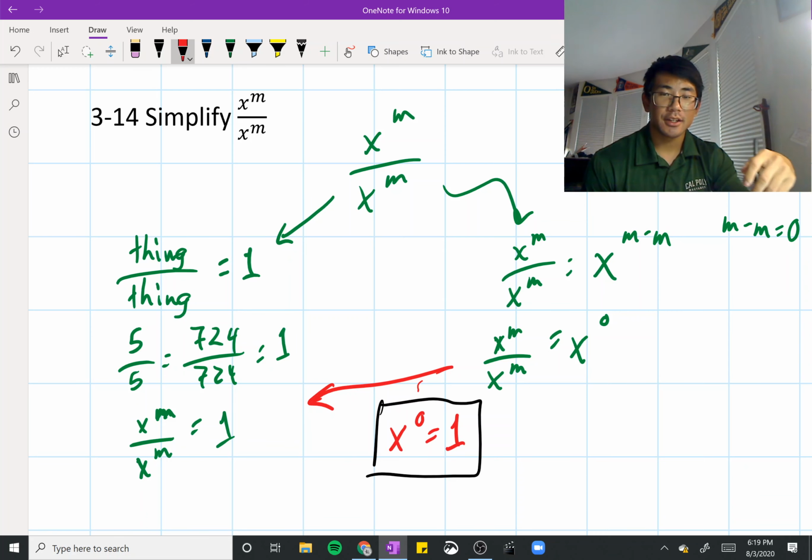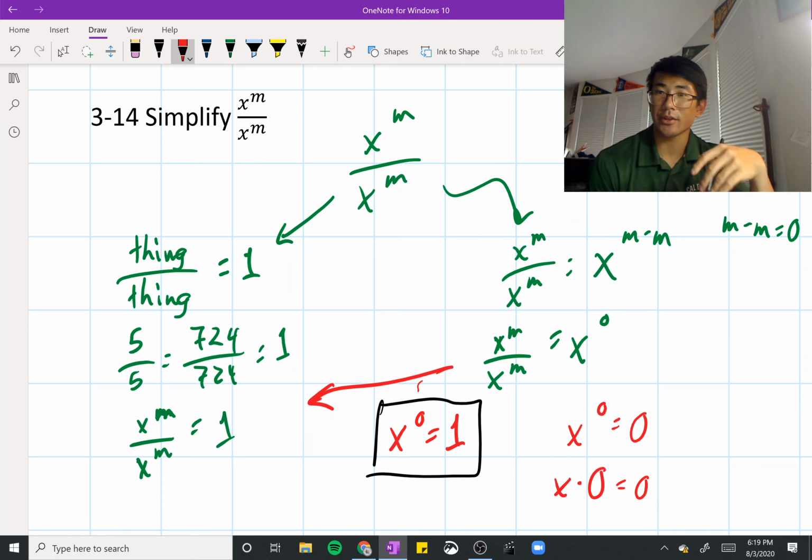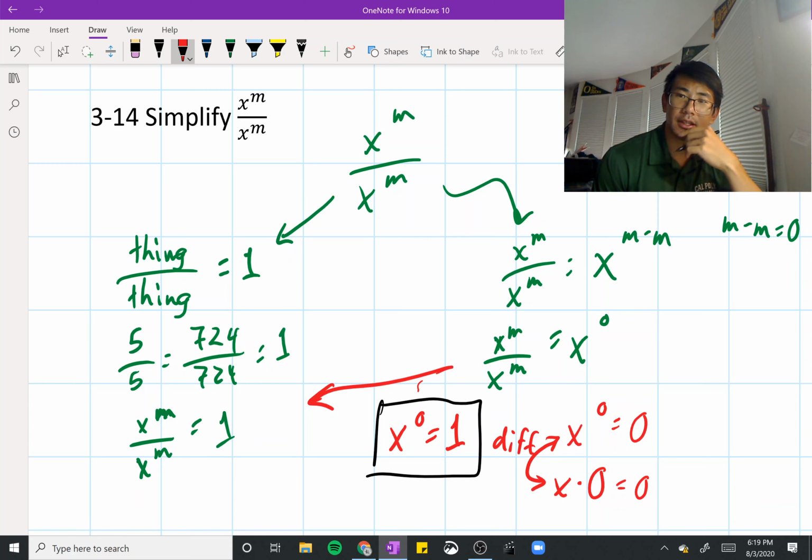And this is something that throws a lot of people off, because a lot of times people want to say x to the 0 equals 0. And I think the reason people are used to this is because they're used to seeing x times 0 equals 0. Remember, these two things are different. They're totally different, right? And here's one explanation as to why that is.